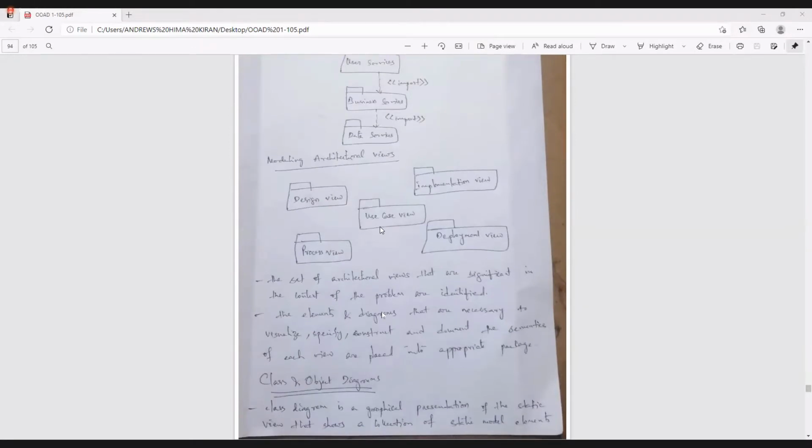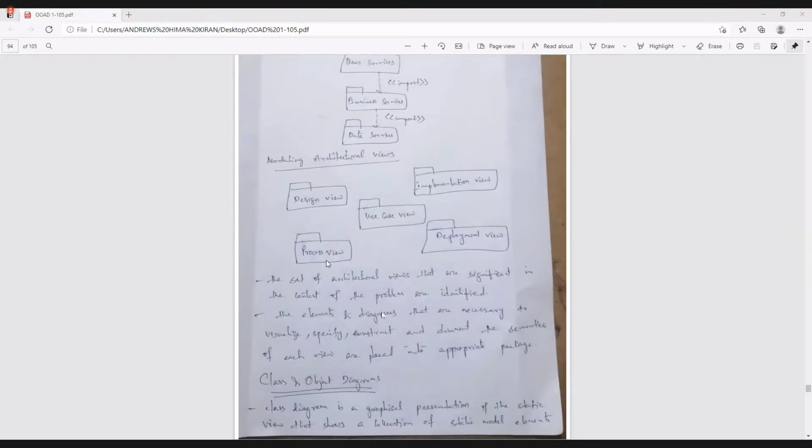Next, modeling architectural views. Any architecture, that means any design, any model, can be classified into 5 views. The first one is the use case view. Use case view is nothing but identifying the actors and their corresponding use cases, which are considered the actions performed by the respective actors.